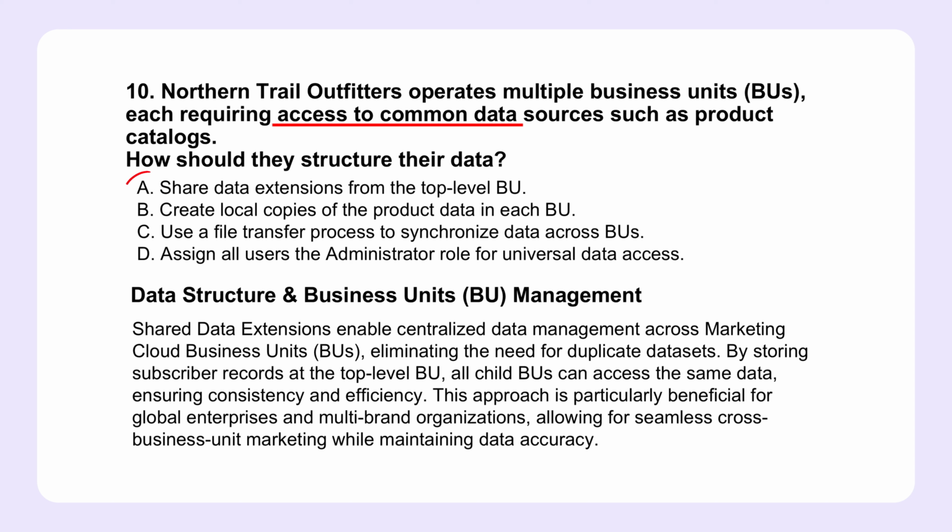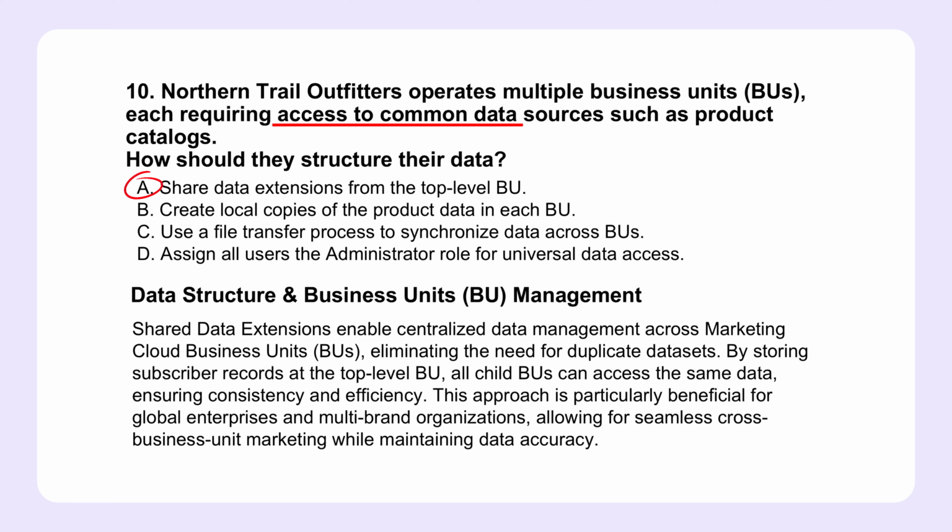Creating local copies, well, that almost guarantees you're going to have inconsistencies. If the product catalog gets updated in one BU, you have to manually make sure it's updated in all the others, which is a recipe for errors, and it takes a lot of time. Relying on file transfers, whether it's manual or automated, can be a pain to manage, and it might not give you that real-time data access that sharing does. Plus, it just adds unnecessary complexity to your whole data architecture. And giving everyone admin access across all BUs, that's a huge security risk, and it goes against that principle of least privilege we talked about earlier because it could expose sensitive data and configurations.